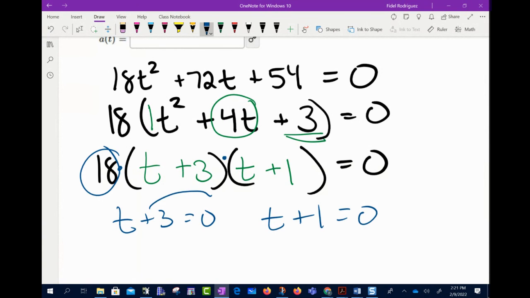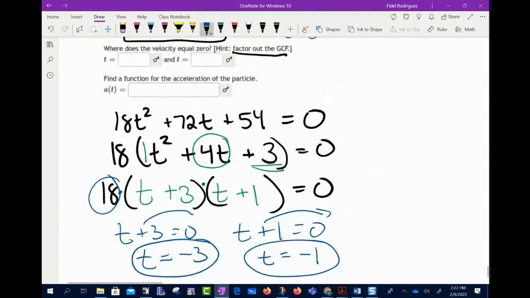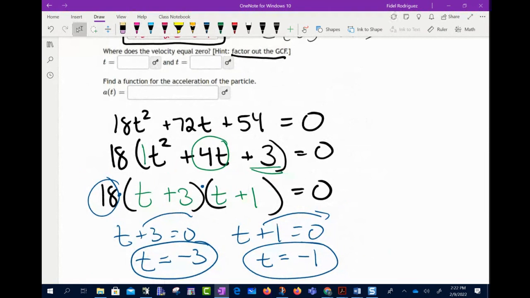If we move that 3 over, what number would we get? Negative 3. And when we move this one over, what number would we get? Negative 1. Okay? So we came up with two numbers, negative 3 and negative 1. Look at part B to this question right here, which is this part. When is the velocity equal to 0? Negative 3 and negative 1. Which one do you put first? It doesn't make any difference.